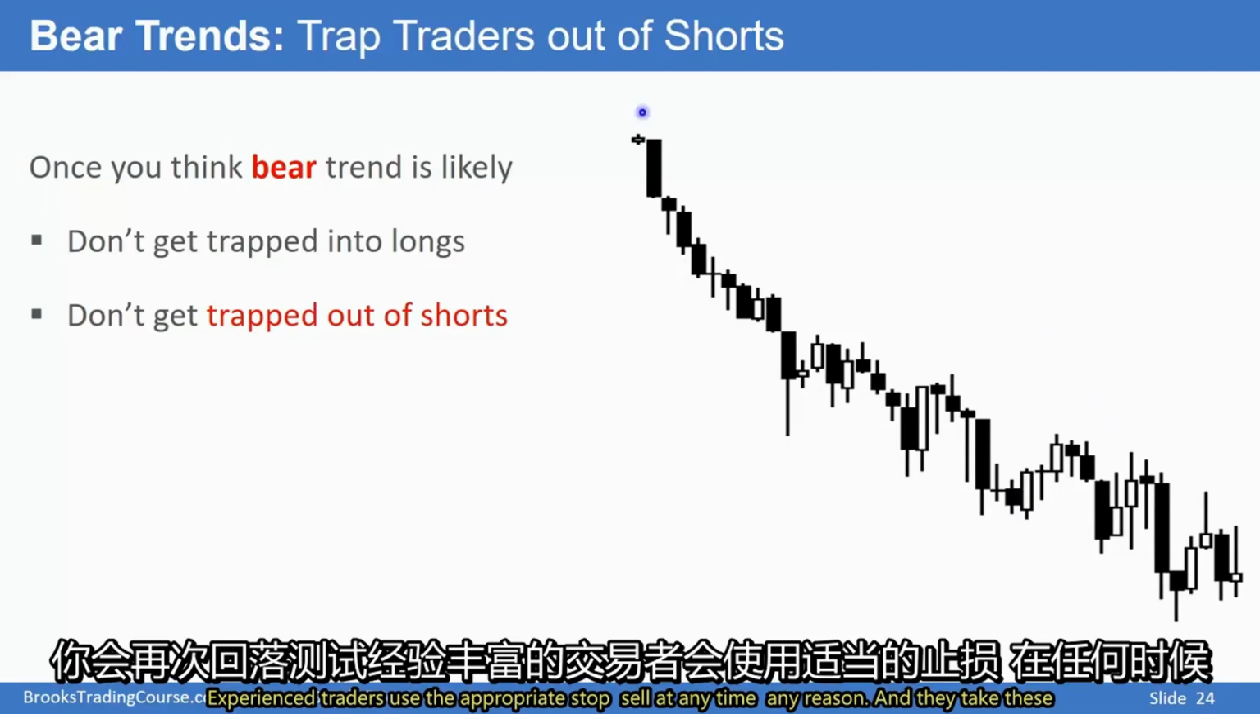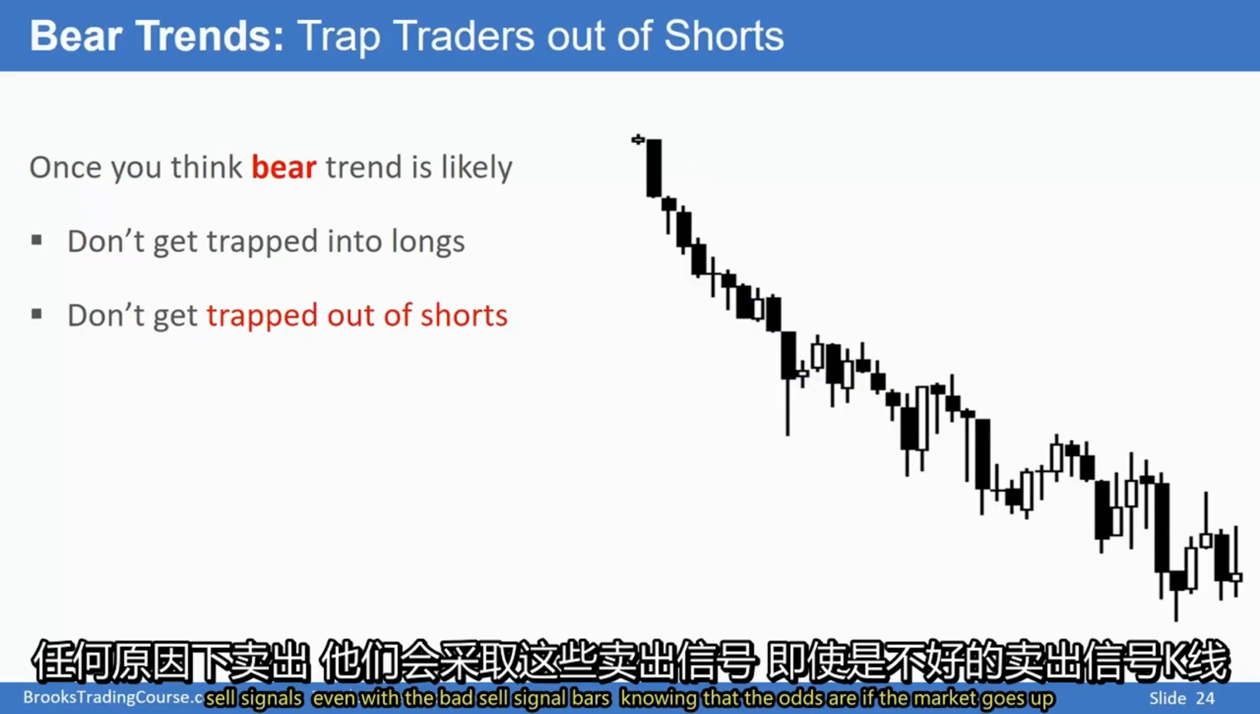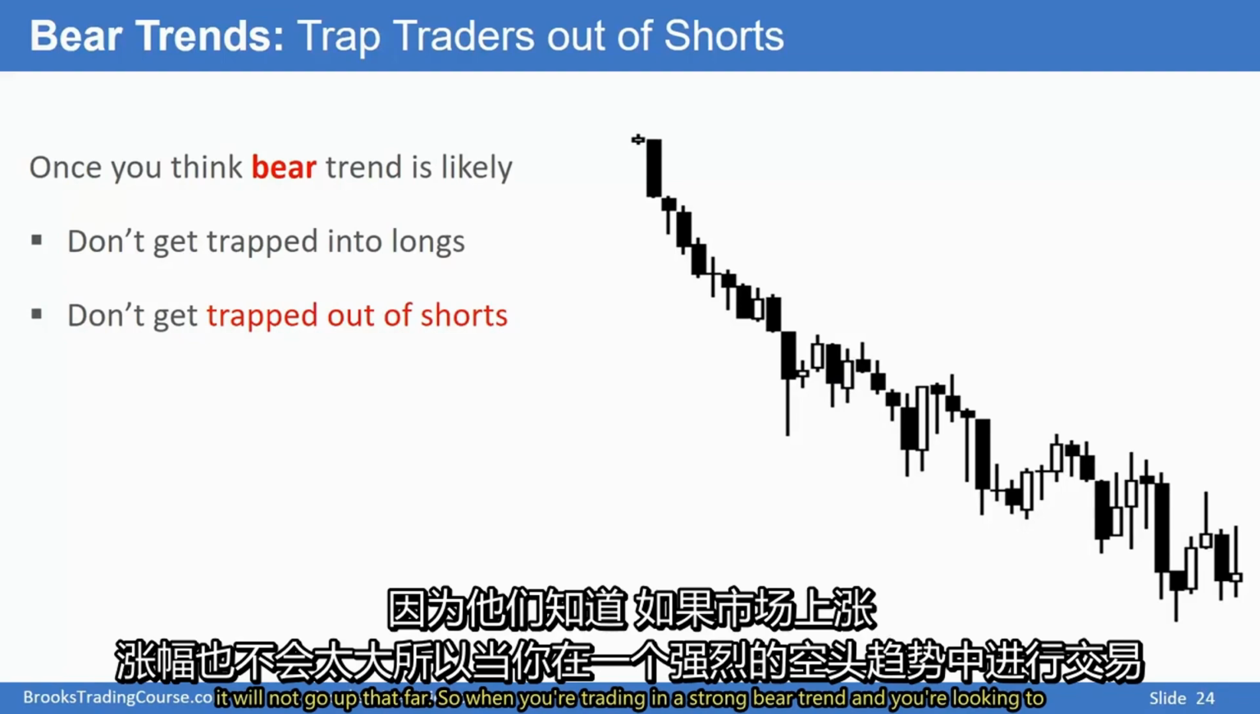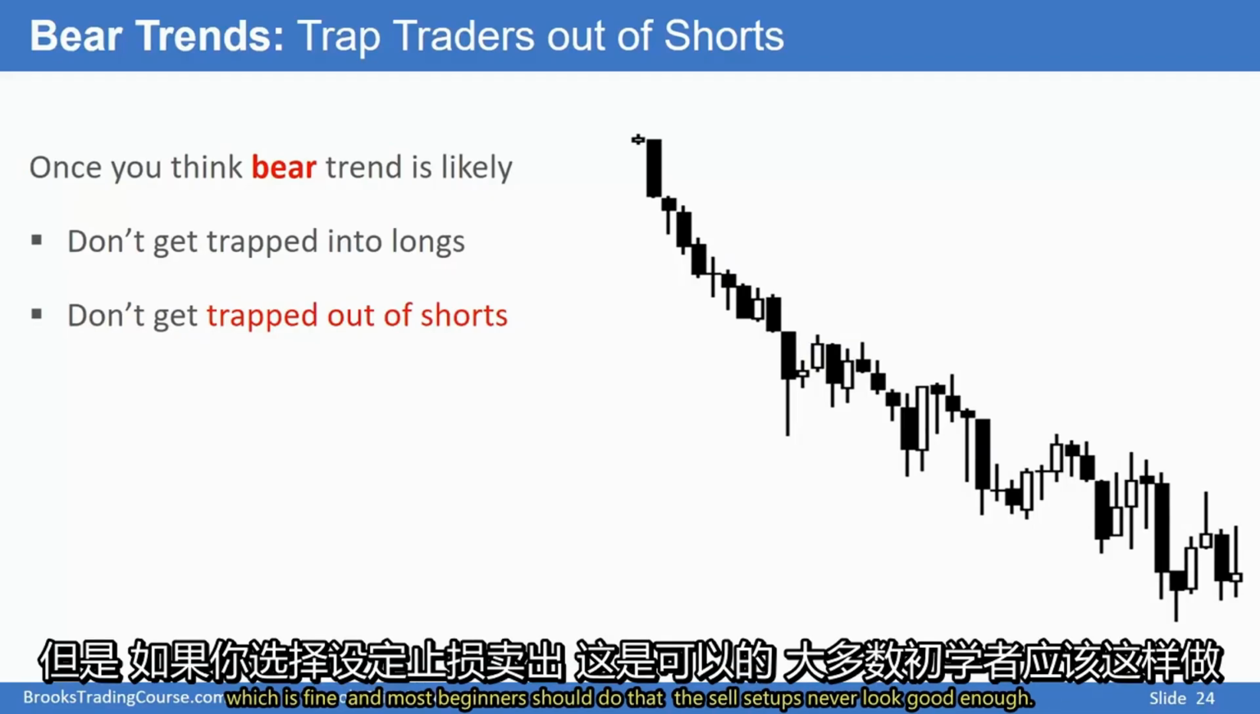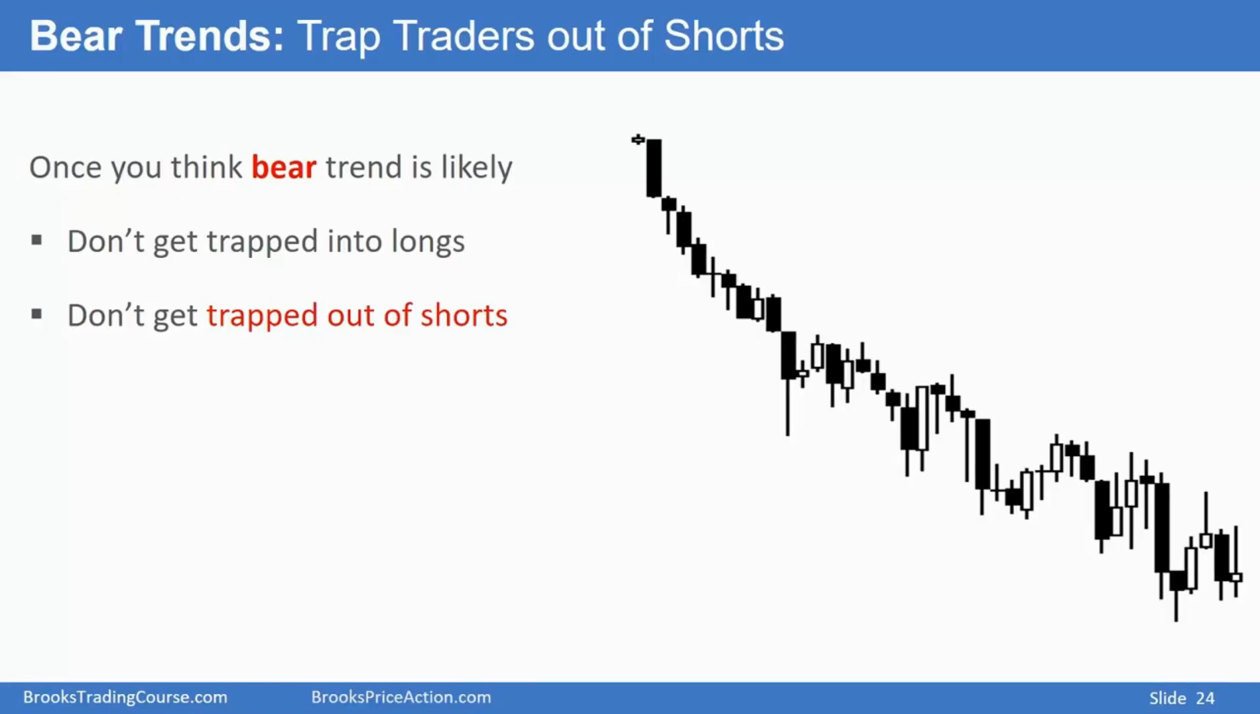Experienced traders use the appropriate stop, sell at any time, any reason, and they take these sell signals, even with the bad sell signal bars, knowing that the odds are, if the market goes up, it will not go up that far. So when you're trading in a strong bear trend and you're looking to short, you can sell at the market, you can sell with stops, but if you're taking stop entry shorts, which is fine, and most beginners should do that, the sell setups never look good enough, yet the market continues down.